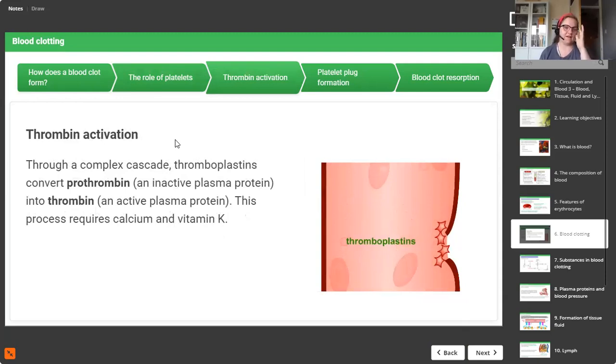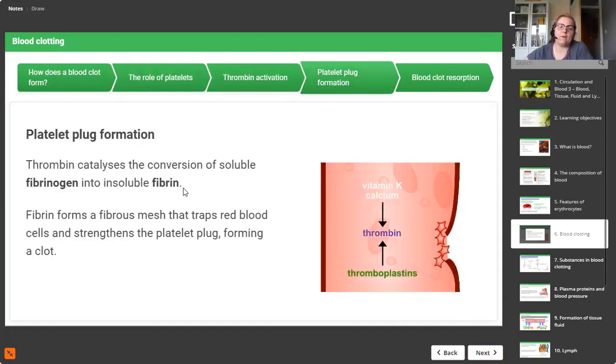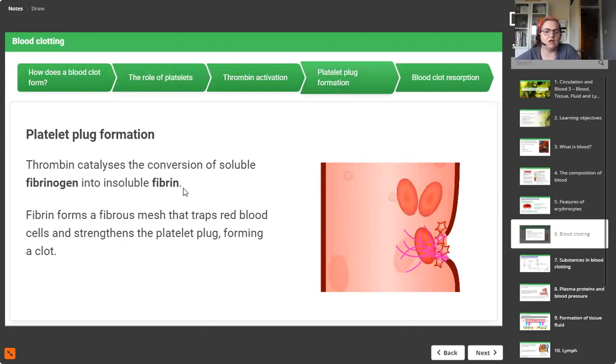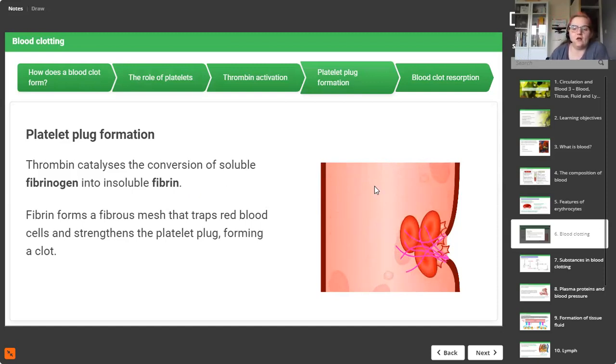And then through a complex cascade, thromboplastins convert something called prothrombin, an inactive plasma protein, into thrombin, which is an active plasma protein. This process requires calcium and vitamin K. So then we get the platelet plug forming, and the thrombin catalyzes the conversion of the soluble fibrinogen into insoluble fibrin. Fibrin forms a fibrous mesh that then traps red blood cells and strengthens that platelet plug, and this forms a clot.